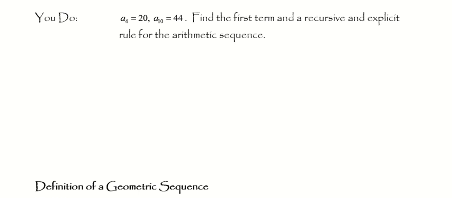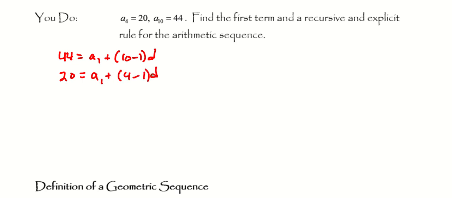Okay, here we go. So in doing this, you should have started with 44 equals a sub 1 plus 10 minus 1 times d, and then 20 equals a sub 1 plus 4 minus 1 times d. So simplifying, subtracting, solving, you should have gotten that d is equal to 4. Plugging that back into one of the equations and solving for a sub 1, you should have gotten that a sub 1 is equal to 8.